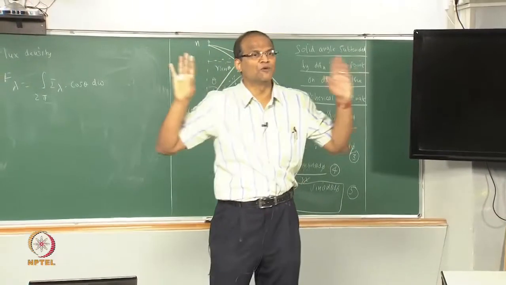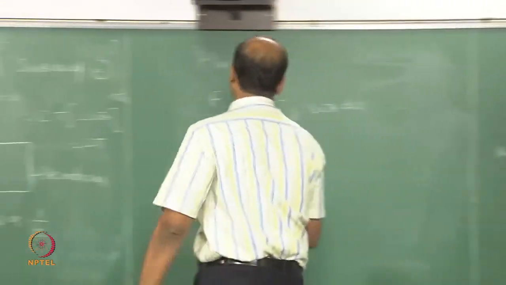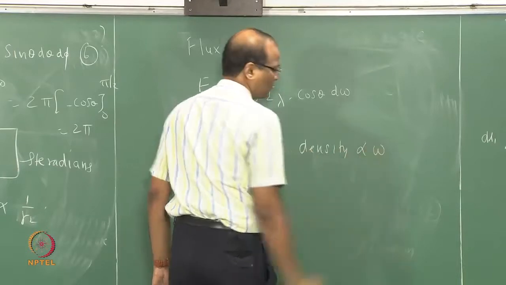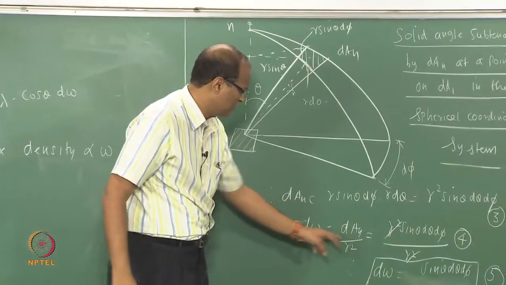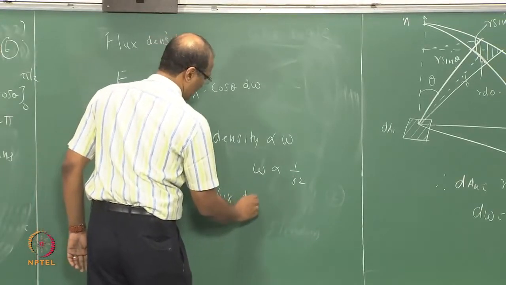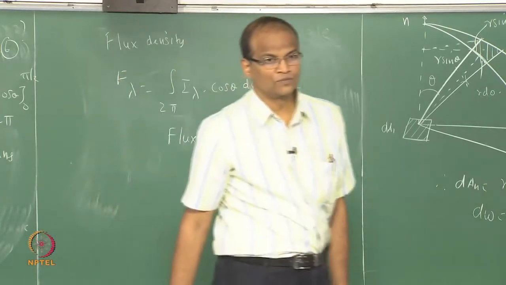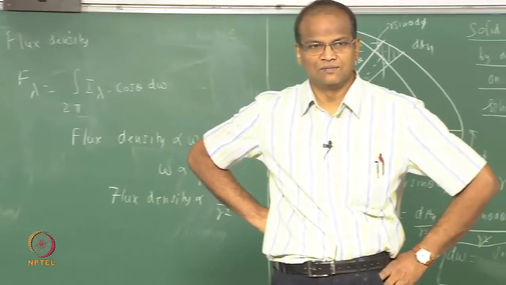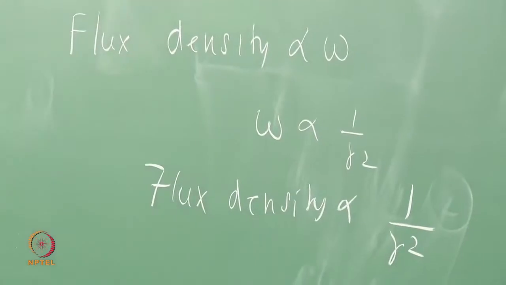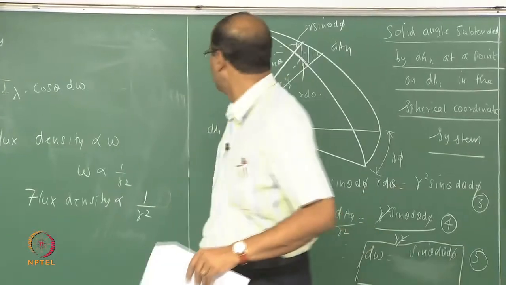Therefore, the flux density is inversely proportional to r square, which is called the inverse square law, which your physics teachers must have taught somewhere. So, flux density is proportional to d omega, which is proportional to 1 by r square. So, it is not only the size of the earth and the sun and the temperature of the sun which decides the temperature of the earth, the sun-earth distance also matters. We will solve problems so that we get the point. So, the distance is also very important in radiation. All right. Now, this is over.